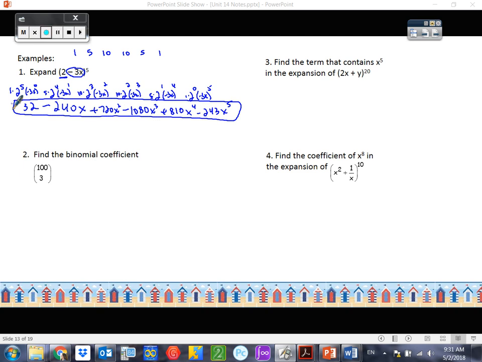All right, so now let's talk about this. Some of us are like, oh my gosh, that's taking so long. Well, I want you to think about the alternative. I really do. What is the alternative? The alternative is foiling all that out.